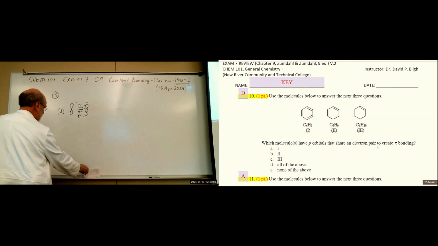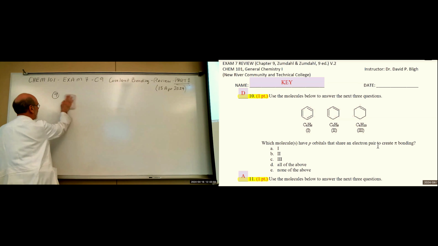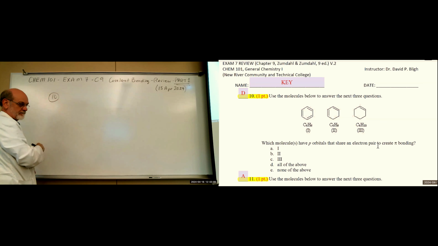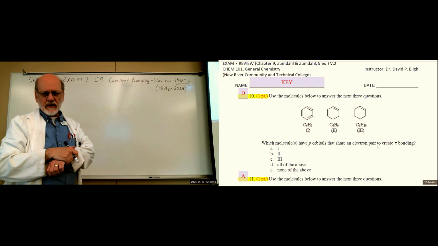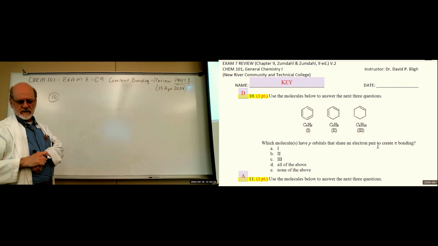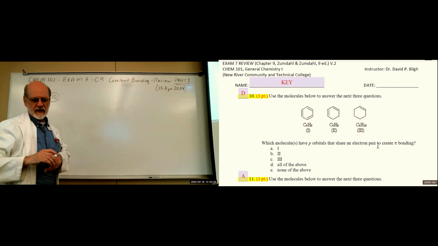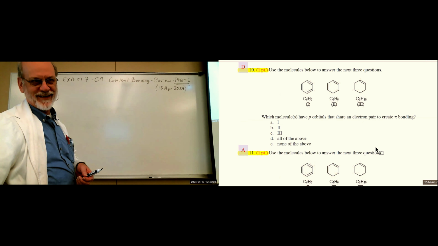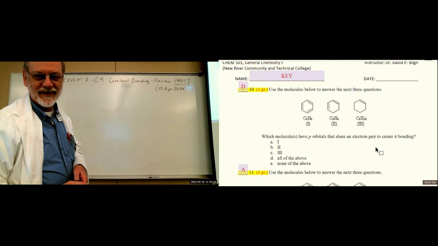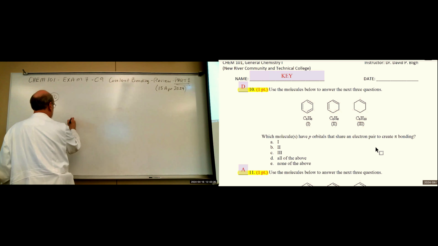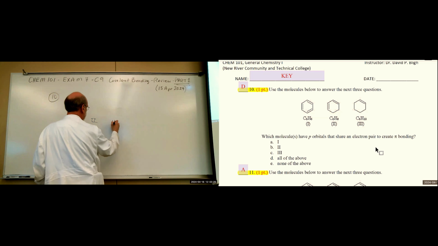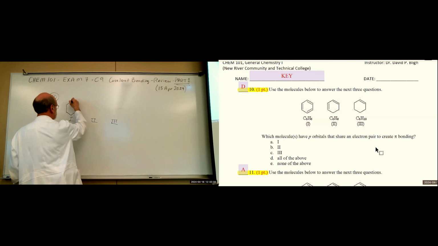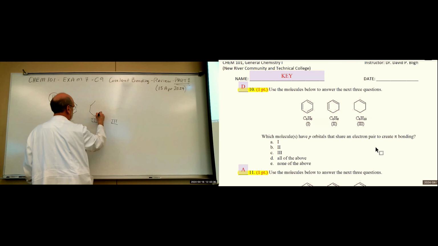Okay. Number 10. Use the molecules below to answer the next 3 questions. All right. Well, in this case, we only had 2 questions. There must have been a third one somewhere. Okay, so we have Roman numeral 1, 2, and 3, and they all have a hexagonal carbon backbone.